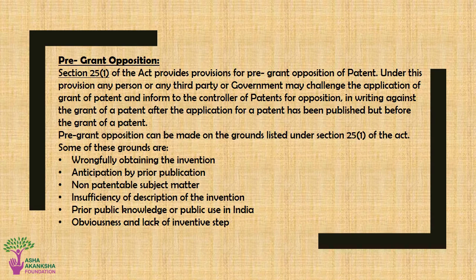Pre-grant opposition can be made on the grounds listed under Section 25 Clause 1 of the Act. Some of these grounds are: Number 1. Wrongfully obtaining the invention. Number 2. Anticipation by prior publication. Number 3. Non-patentable subject matter. Number 4. Insufficiency of description of the invention. Number 5. Prior public knowledge or public use in India. Number 7. Obviousness and lack of inventive step.